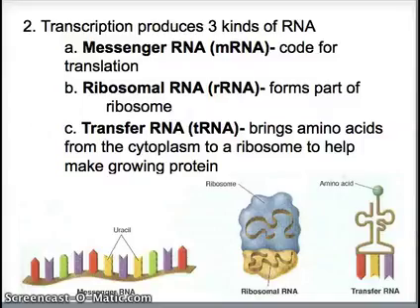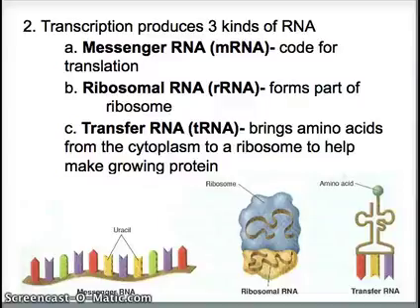So transcription produces three kinds of RNA. The first kind is one we'll spend a lot of time talking about, and that's messenger RNA. We use mRNA as a shorthand way of abbreviating that. This is the code that's used for translation to make proteins. So this is what determines genes and traits and things like that.